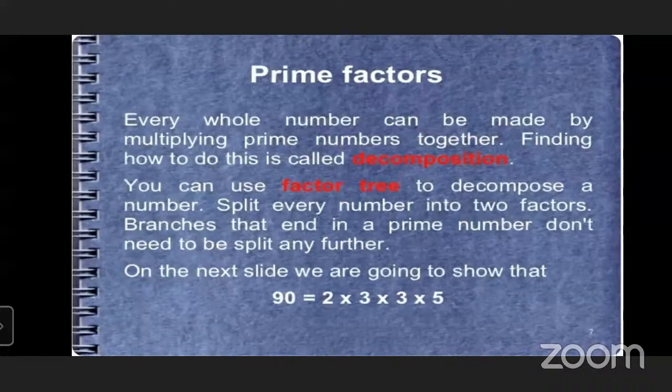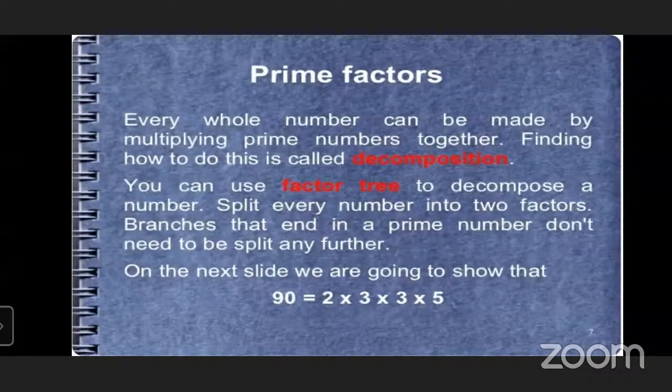Now, prime factors. Every whole number can be made by multiplying prime numbers together. Finding how to do this is called decomposition. Now, what is this decomposition? You can use a factor tree to decompose a number. Split every number into two factors. Branches that end in a prime number don't need to be split any further.